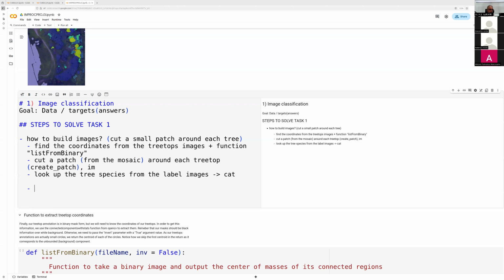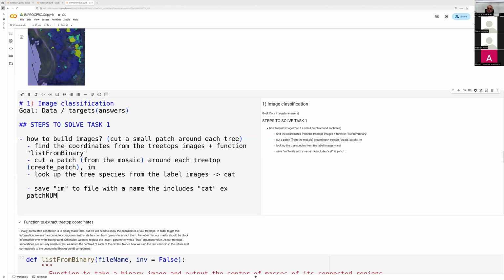And then what I want to do is save im to file, make a folder. Well, I recommend that you make one folder where you store all your patches with a name that includes cat. Okay, so for example, maybe I want to do something like patch number 137, species 2.jpg or .png, okay? If I make patch names like this, okay, I will always have the species for every patch.